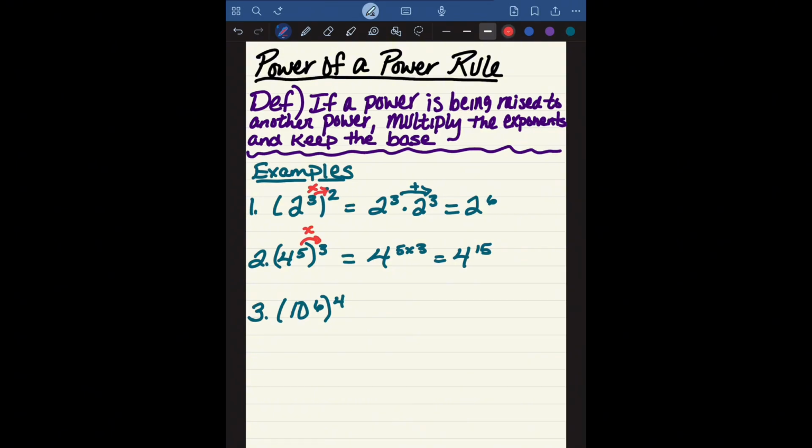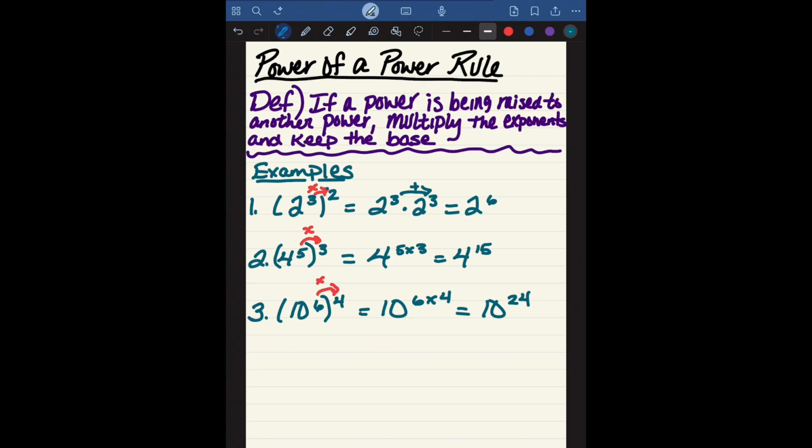Last but not least, number 3. So we got 10 to the 6th power raised to the 4th power. All right, so we got 10 to the 6 times 4. So 6 times 4 is 24. Okay. So our answer for number 3 is 10 to the 24th power.